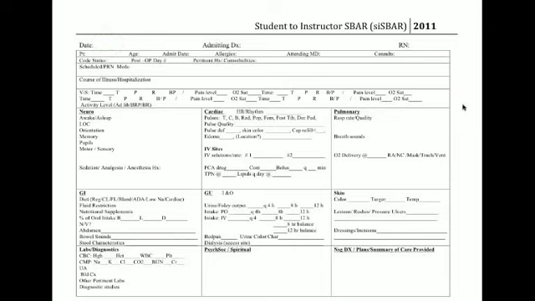All right, everybody. This is Professor Mack, and I'm here to give you a little orientation to the SiSBAR, meaning Student Instructor SBAR. SBAR standing for Situation, Background, Assessment, and Recommendation. If you can follow my mouse, it's pretty point blank.